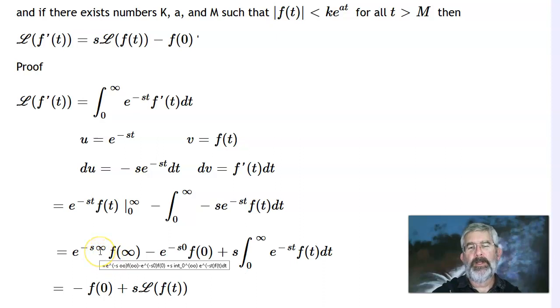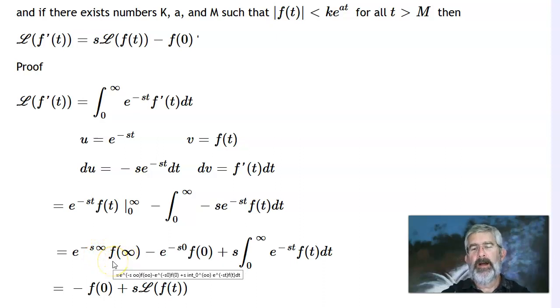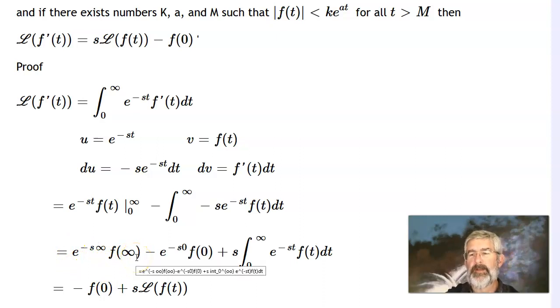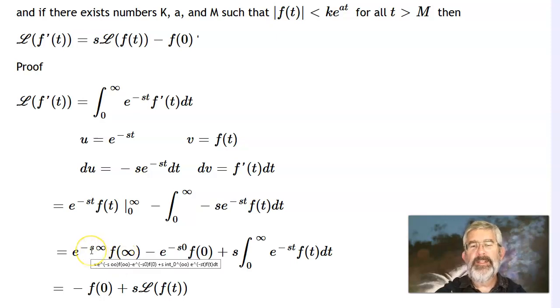Right? So this is a big number. And up above, we assumed that f was growing no faster than this exponential e to the at. So if s is made bigger than a, then this would be a decreasing exponential, so this is headed towards 0. And this would potentially be an increasing exponential, but it's increasing no faster than e to the a. And this would be decreasing faster than e to the minus a.